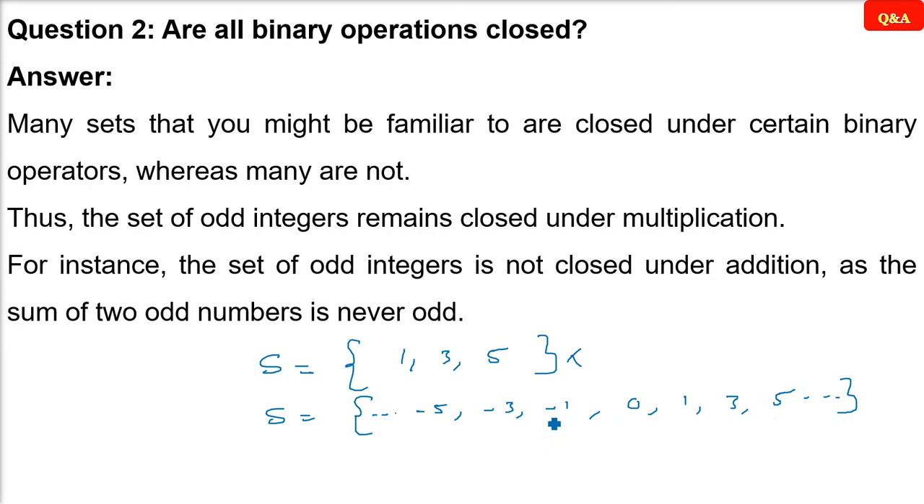So when we do the multiplication, say 5 into 3, you get 15. 15 will lie in the same set because 15 is an odd number. For multiplication, this closure property holds. But when we change the operation to addition, 3 plus 5, it is going to be 8. And you know what 8 is? 8 is not an odd number. It is an even integer. So binary operations are not always closed.